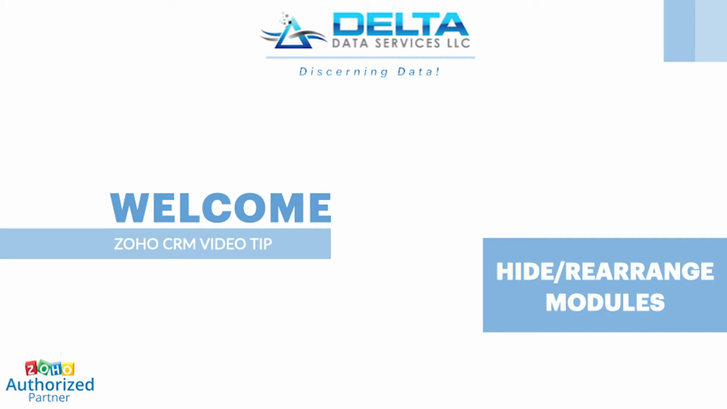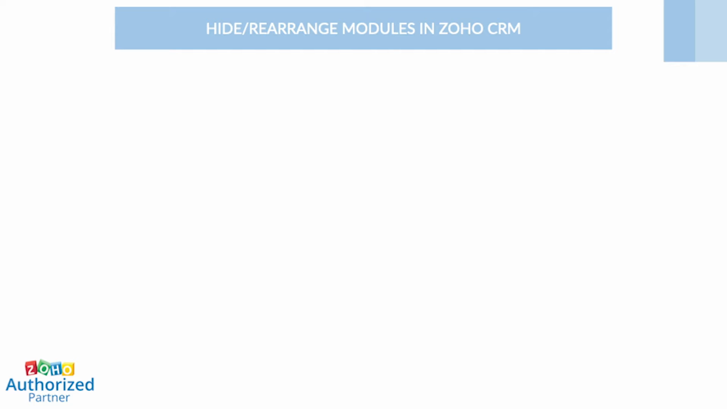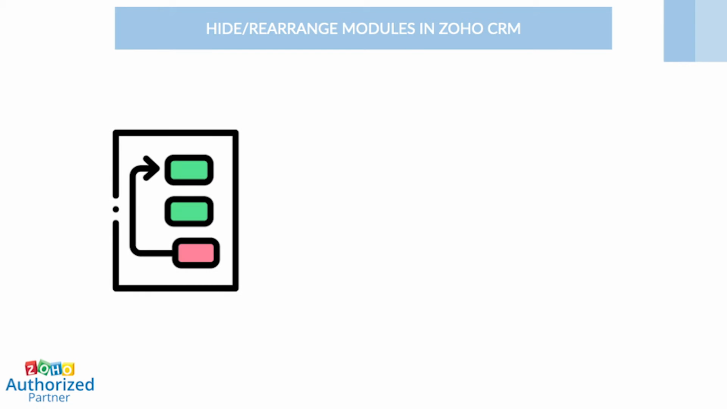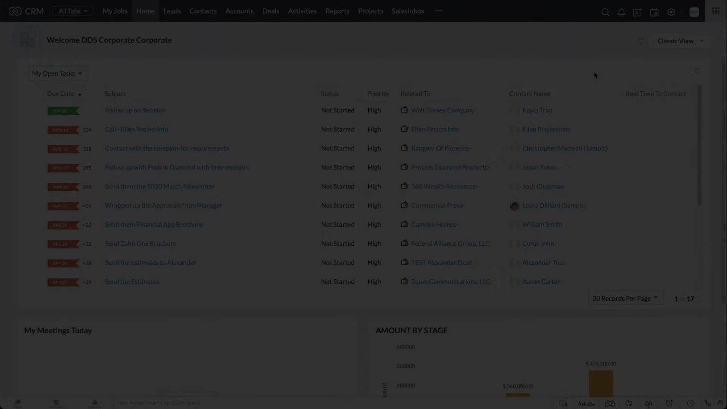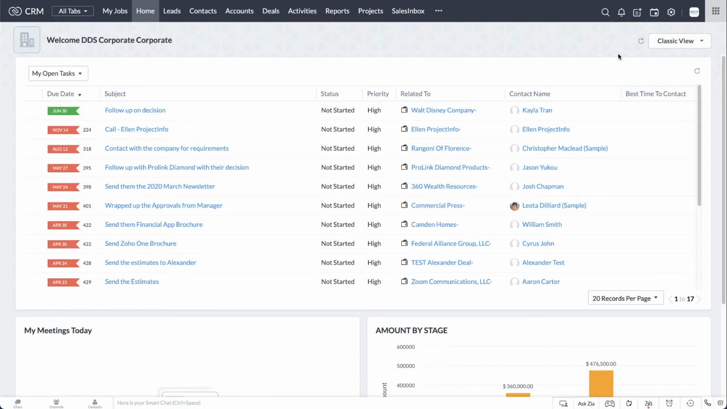In this video, I'm going to present a ZOHO CRM tip called Hide and Rearrange Modules. Reduce stress and clutter by hiding and rearranging modules that you are not using in your CRM. Hiding these modules would not delete them in your CRM. They are simply hidden away, and when you want to use them in future, you can bring them back. You can also rearrange the modules to get them in line with how your organization works. This is a simple yet highly effective process. Let's jump onto ZOHO CRM to see how this is done.